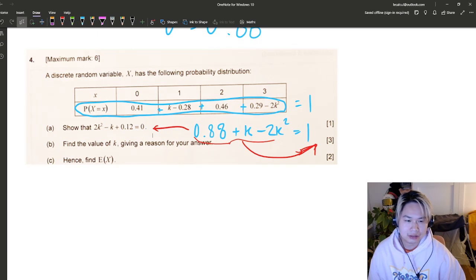Uh-oh. Hold on. This song sounds copyrightable. Let me just skip that.